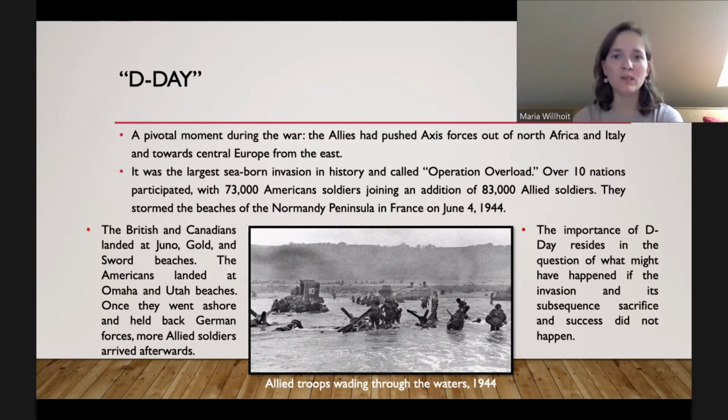And it was a massive amount of people. It was 73,000 American soldiers that joined an additional 83,000 Allied soldiers, British and Canadian primarily, but there were actually, I believe, 9 nations who contributed forces to D-Day. And it was a major Allied battle and invasion. It took a lot of planning.